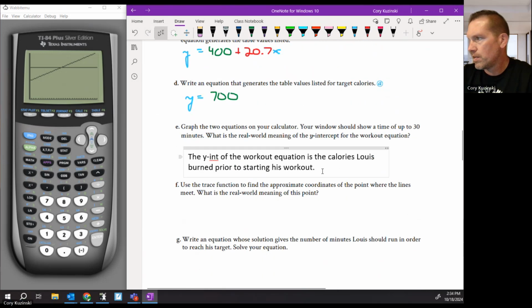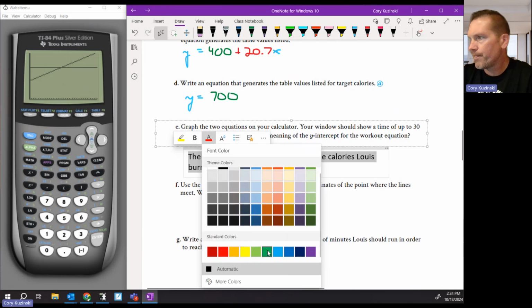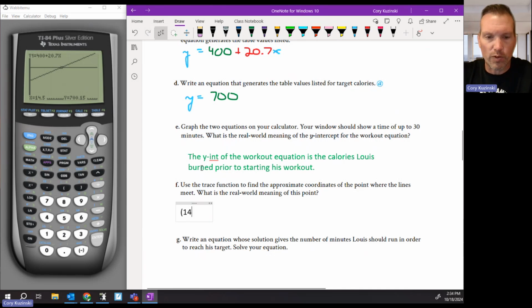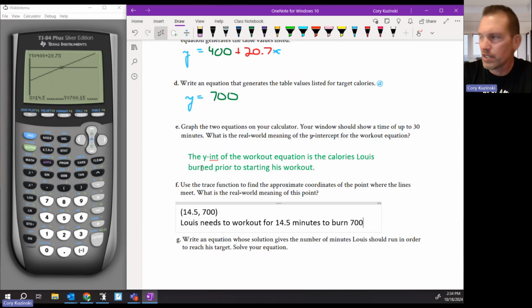What's going on here? I'll do that in green. Let me do it in green. There we go. Okay, so if I use the trace function and I go 0, enter, see, there's my 400. Use the trace function to find the approximate coordinates of the points where they meet. Okay. Just tracing, going to the right. That looks like they meet at about 14 and a half minutes, maybe 14.5. That looks like pretty darn close. Real world meaning of this point. Okay. So the point where they meet is 14.5, call it 700. Lewis needs to work out for 14.5 minutes to burn 700 calories.